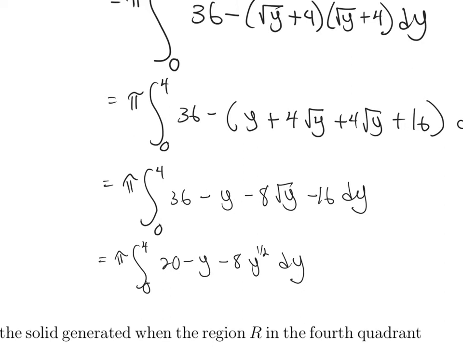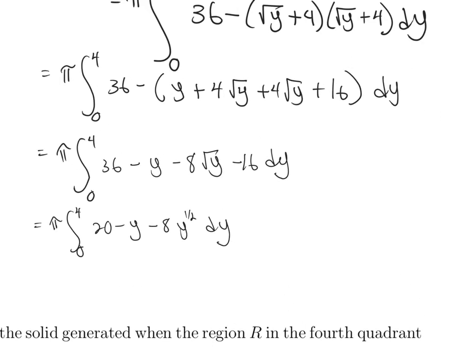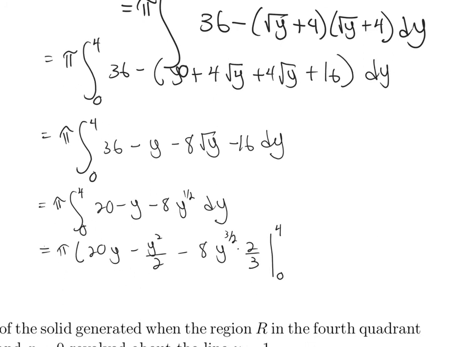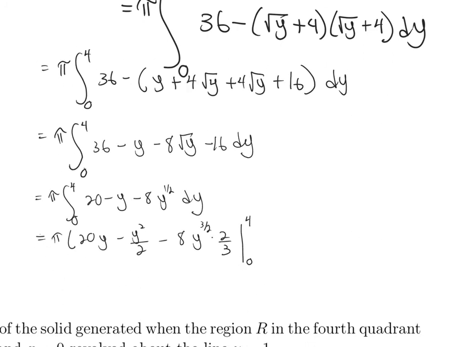So now I'm going to go through and do this integration. We'll go ahead and see if I can shift that up a little bit here. So now when I do this integration, I will end up with pi times 20y minus y squared over 2 minus 8y to the 3/2 times 2/3, and that was adding 1 to the power and dividing by the new power. Evaluated from 0 to 4. All right, that's going to be evaluated from 0 to 4. Sorry about that. Okay, so let's shift that up one more time, just a little bit, so I can have space.